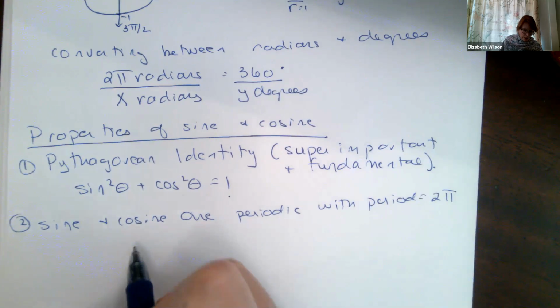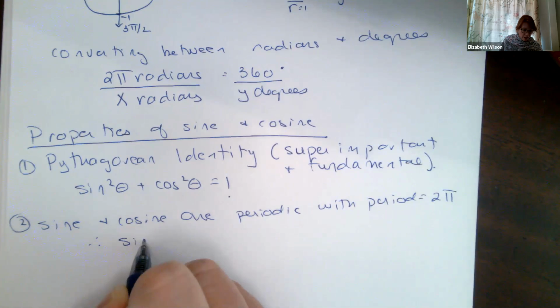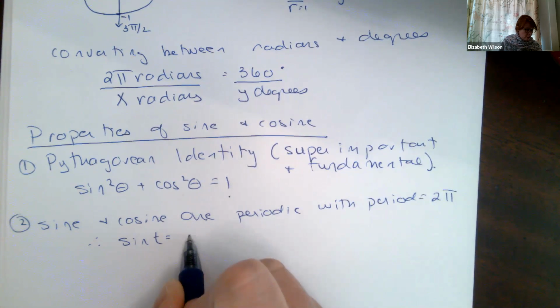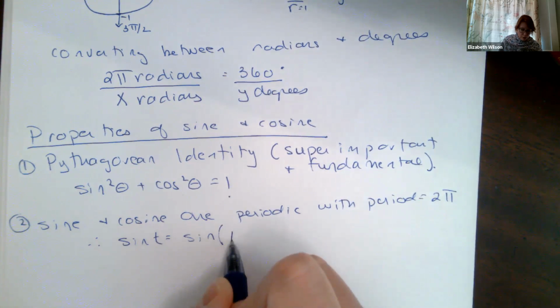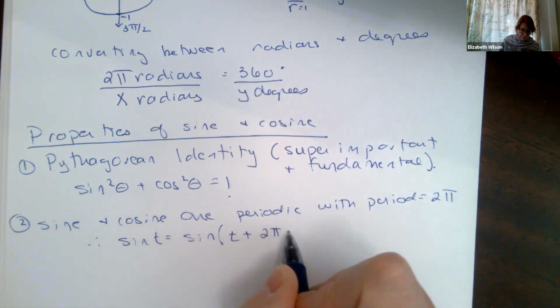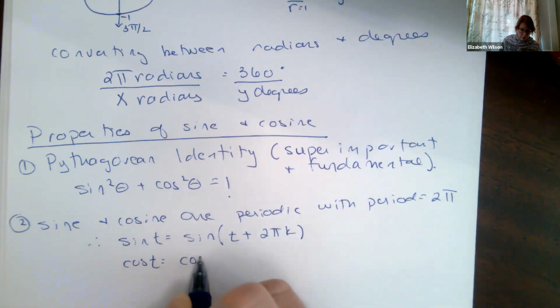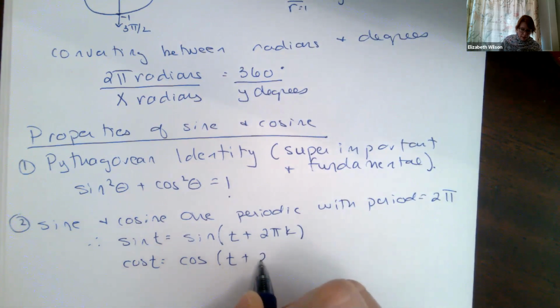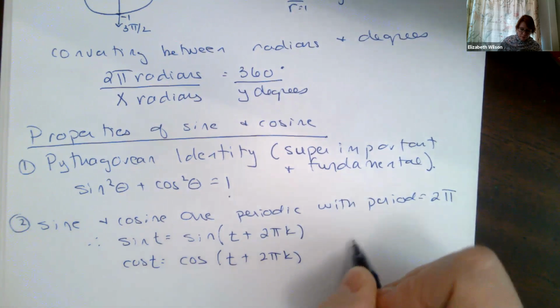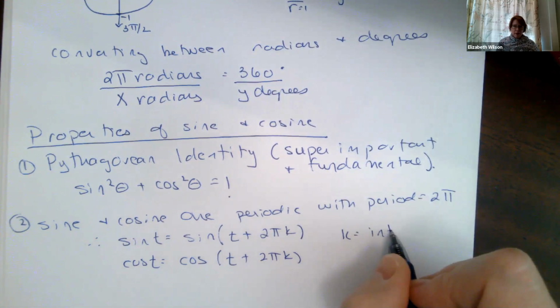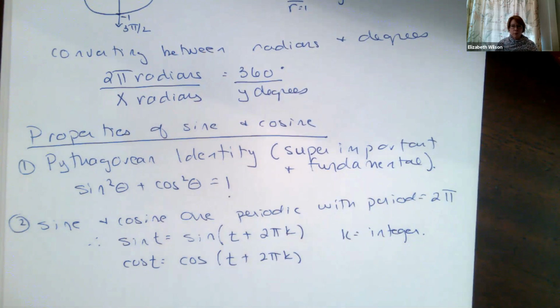So therefore, I can say that sine of t is equal to sine of t plus 2 pi k, and cosine of t equals cosine of t plus 2 pi k, where k is an integer, right? It basically gives us multiples of 2 pi, and that's equivalent to my sine function. It repeats itself. We're going around that circle again and again and again.